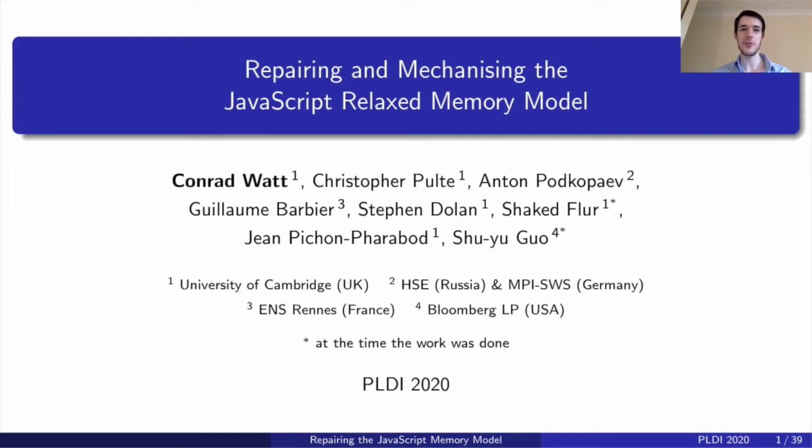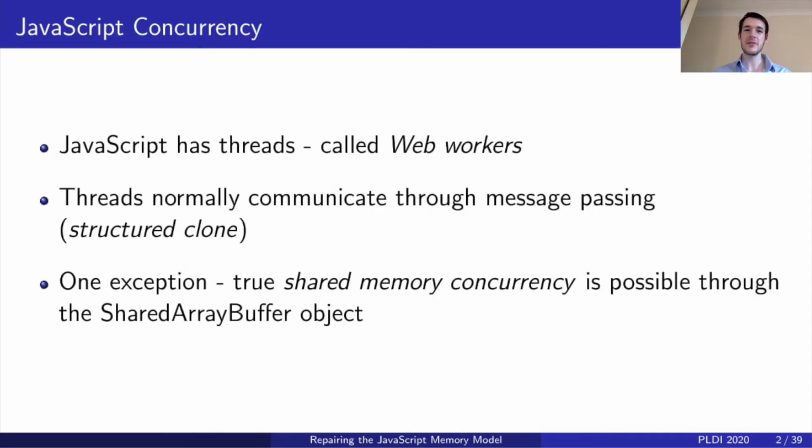Hi, I'm Conrad Watt, and I'm here today to talk about our paper, Repairing and Mechanizing the JavaScript Relaxed Memory Model. So modern JavaScript has a reputation for being a single-threaded language, or at least a language where all concurrency is done through message passing.